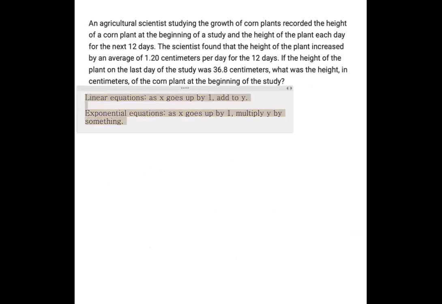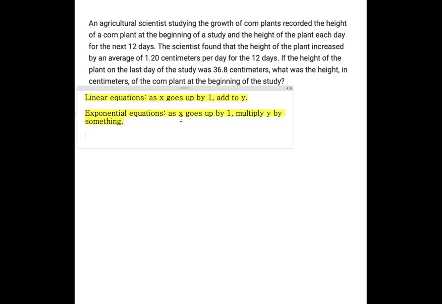In this situation, we know that we're dealing with a linear situation, and that's because every day the height is increasing by 1.2 centimeters. Now, a linear situation is one where if x goes up by 1, we're adding the same number to y each time. In other words, every time the number of days goes up by 1, the height is going up by 1.2. We're adding 1.2 to that.